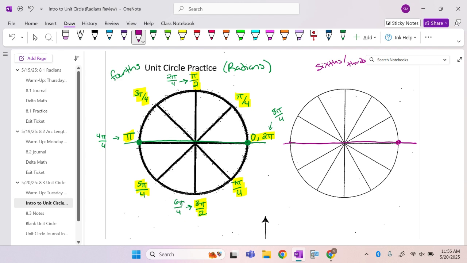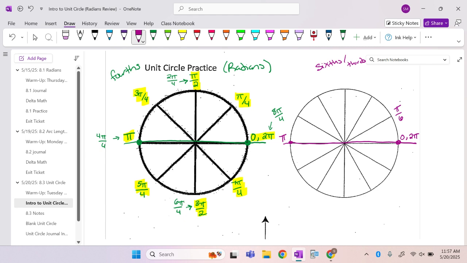So, same starting points. We still got 0 and 2 pi over here. We still got pi over here. All right. So, now we're just going 1/6. So, what's 1/6 of pi? So we're writing this in terms of pi. Pi over 6. So 1/6 of pi is just pi over 6.